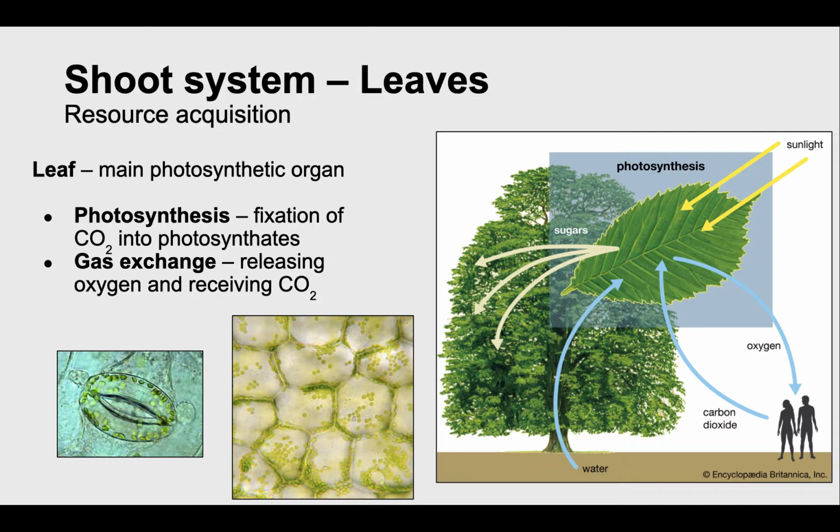All right, so the other organ of the shoot system is the leaves. The leaves play a really important role as they are the main photosynthetic organ. They are the organ that provides the plant with most of its food.